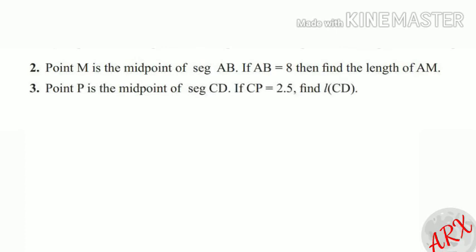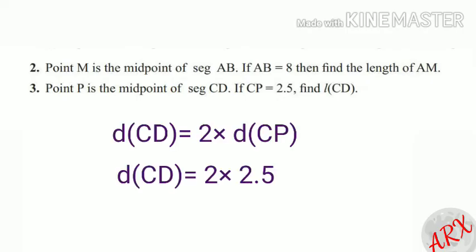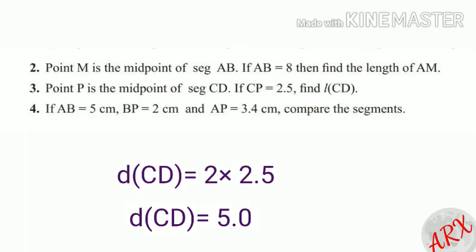Question number 3. Point P is the midpoint of segment CD. If CP equal to 2.5, find length CD. Now again, midpoint divides the segment into 2 equal parts. Hence, CD will be double of CP. Hence, length CD equal to 2.5 into 2 equal to 5.